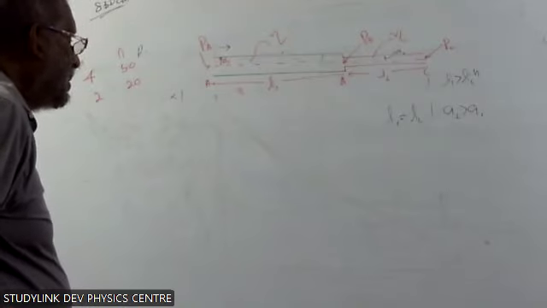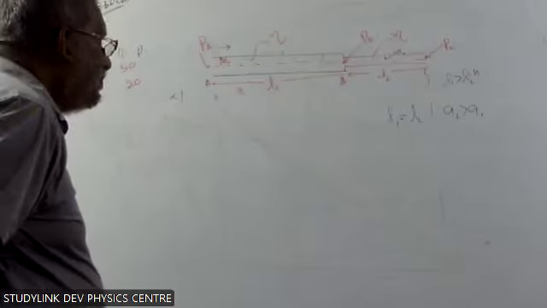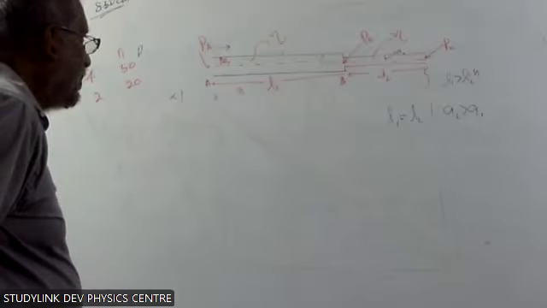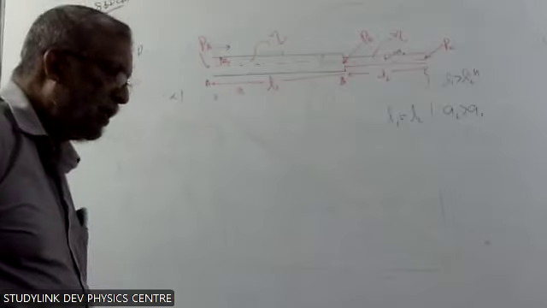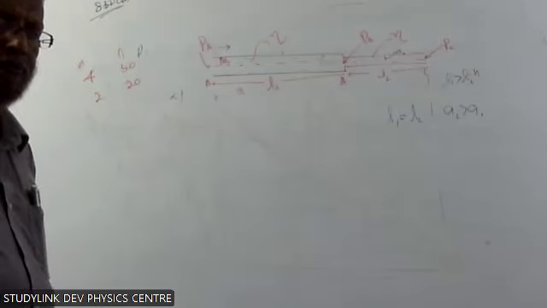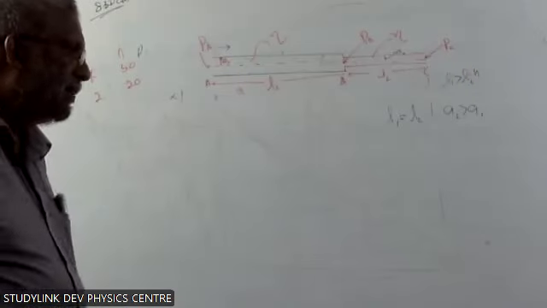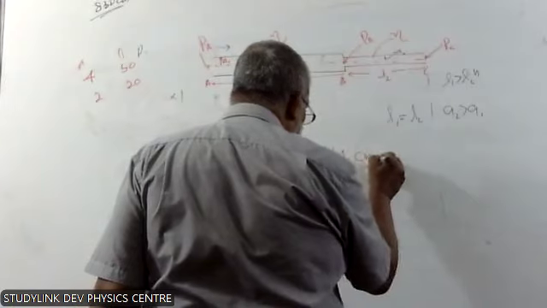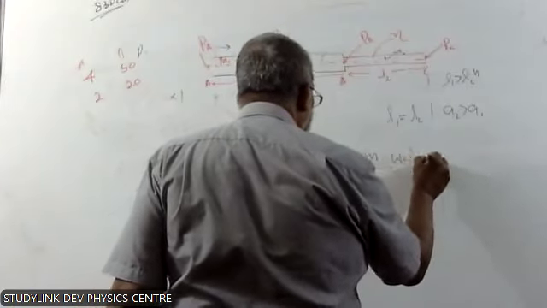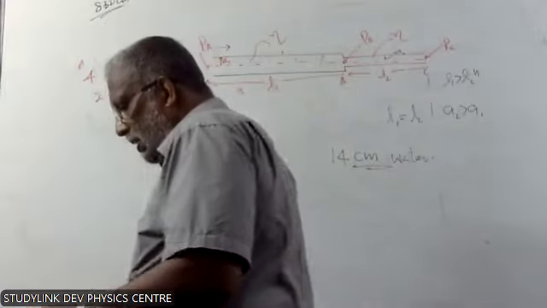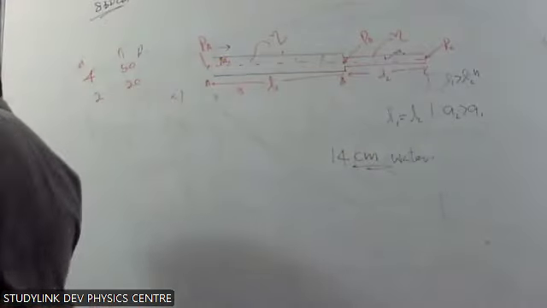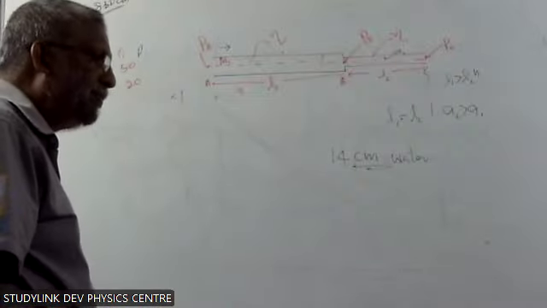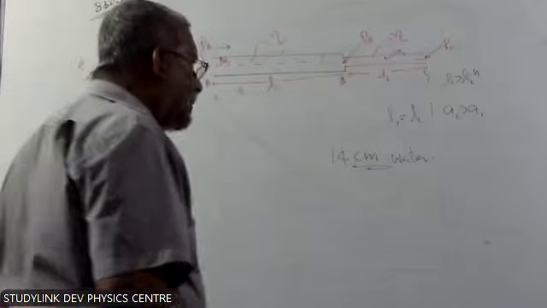Water flows through this and the pressure difference between the two ends of the composite pipe is equal to 14 centimeters of water. Find the pressure difference in each part of the tube. Each part of the tube.